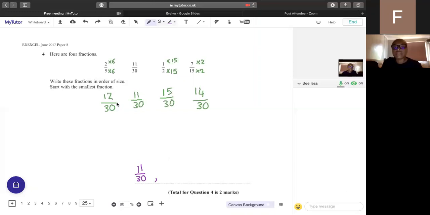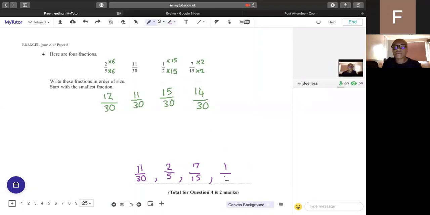And the next one is 12 over 30. Now that's the same as saying 2/5. So 2/5 would be our next one. Then we have 14 over 30, which is the same as 7/15. So 7/15 would go over here. And then our last one is 15 over 30, which is the same as a half.